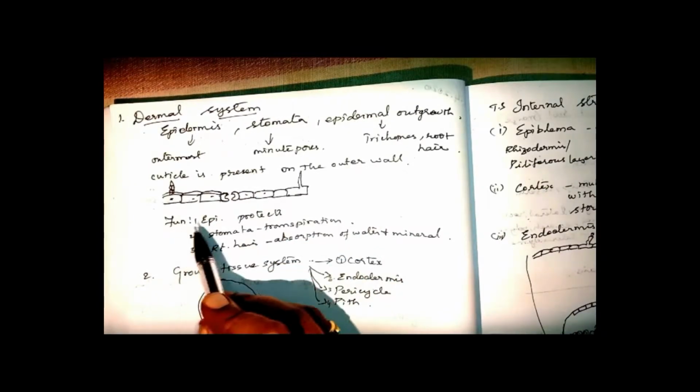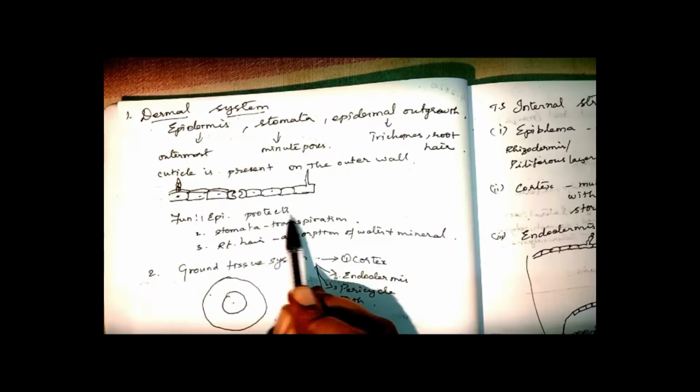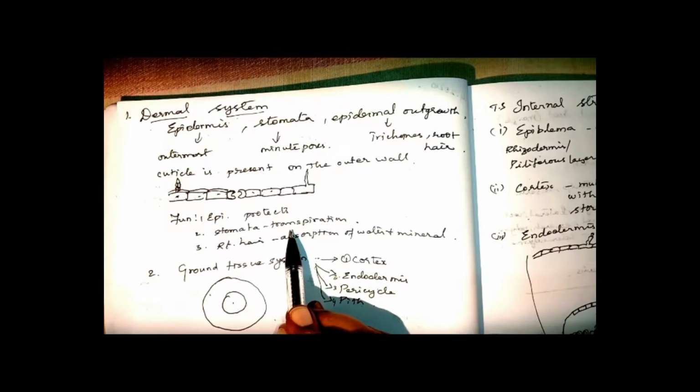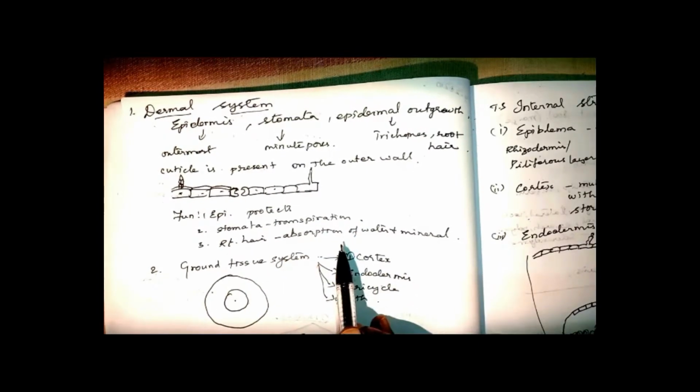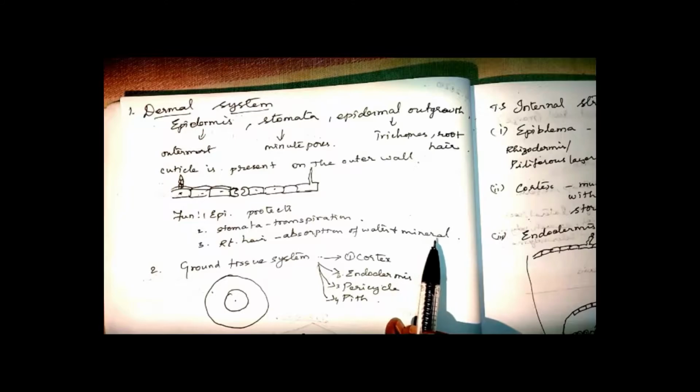Now let us see the functions of dermal system. Epidermis helps in the protection of the internal structure. Stomata help in transpiration and exchange of gases during respiration. Root hairs help in the absorption of water and mineral salts.